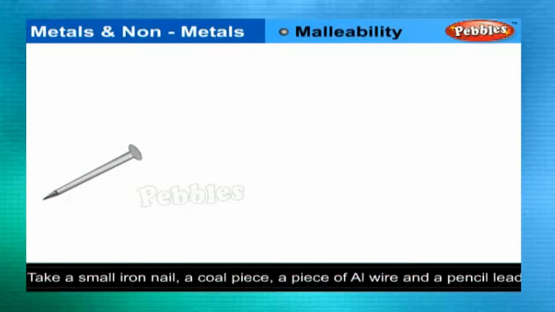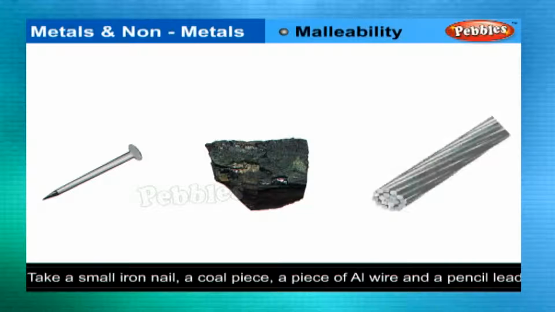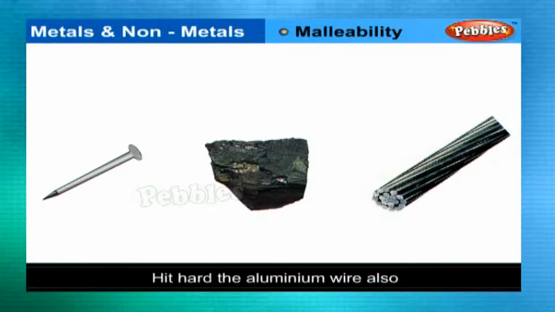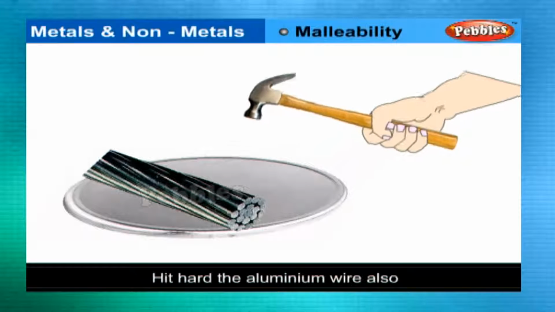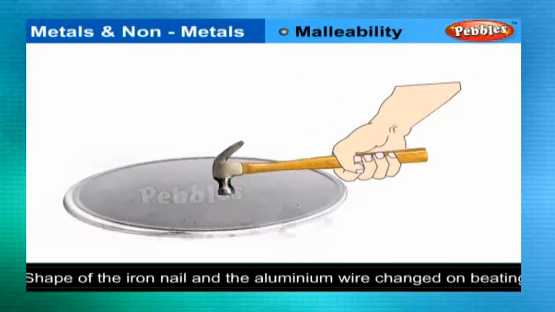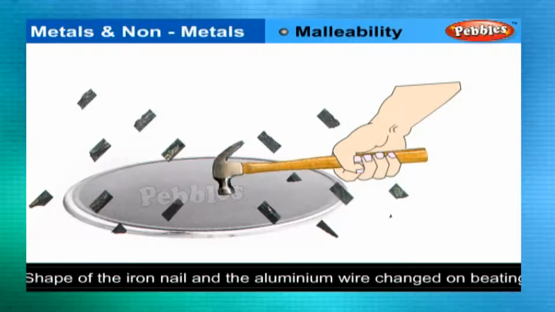Malleability. Take a small iron nail, a coal piece, a piece of thick aluminium wire, and a pencil lead. Beat the iron nail with a hammer. Try to hit hard. Hit the aluminium wire hard also. Then, repeat the same kind of treatment on the coal piece and pencil lead. The shape of the iron nail and the aluminium wire changed on beating. If they were beaten harder, these could be changed into sheets.